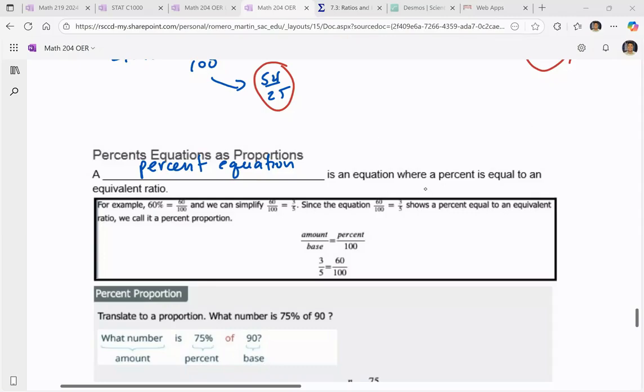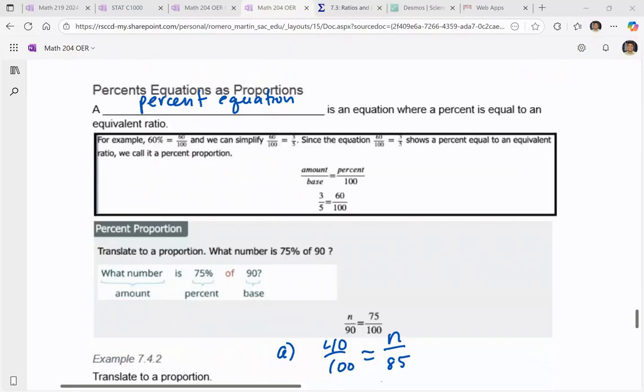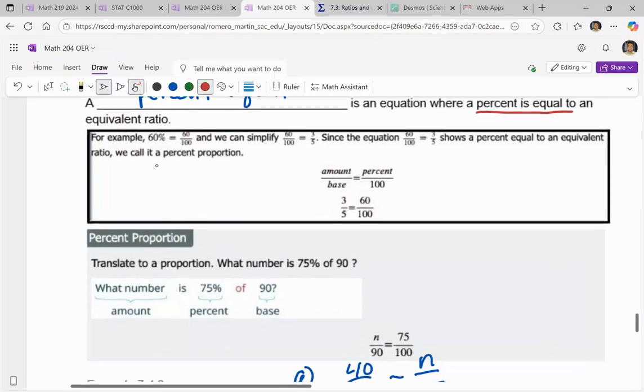All right, let's go ahead and solve percent problems. To do that, we're going to start with a percent equation. We'll represent a percent equation as a proportion, so it's an equation where a percent is equal to an equivalent ratio. For example, we zoom in a little bit here.